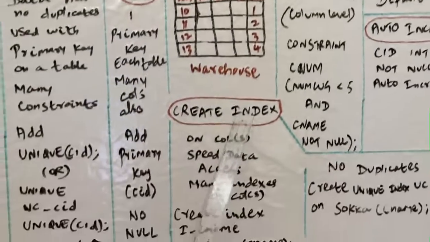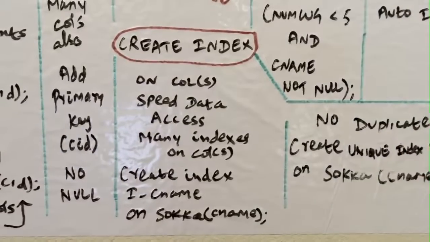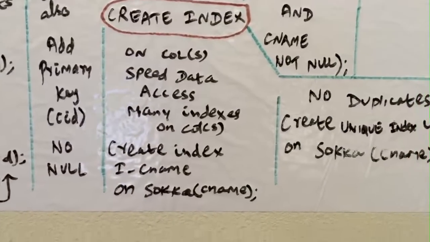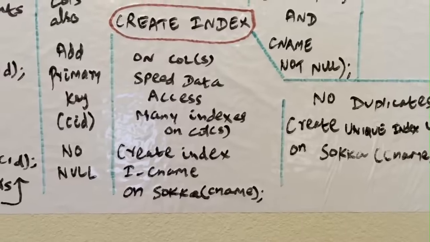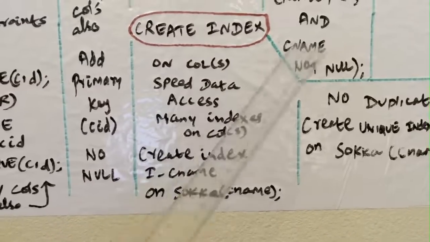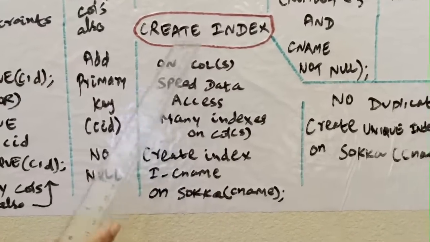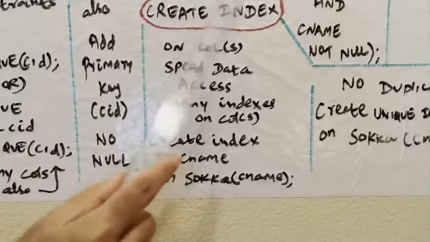Next is create index. This is very important. If you don't create an index, the performance will be very slow on the tables on websites everywhere in the world. So you have to create multiple indexes on different columns. First thing you do is create table. Second thing is create indexes.